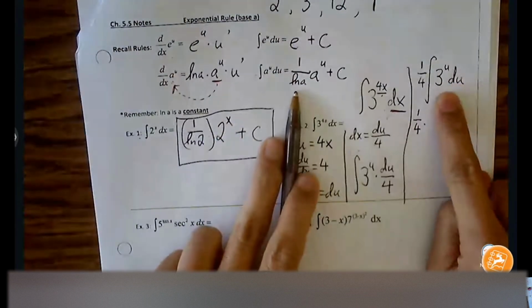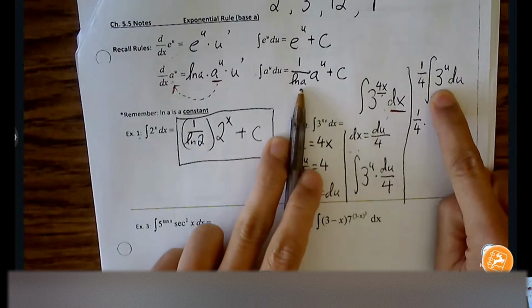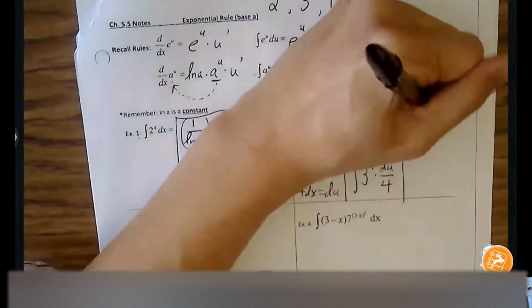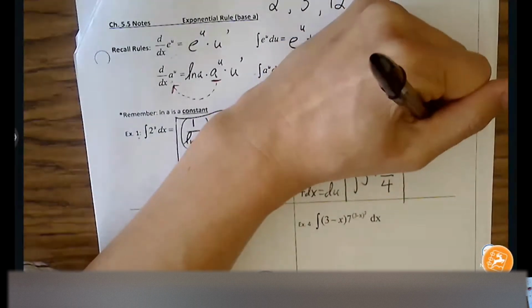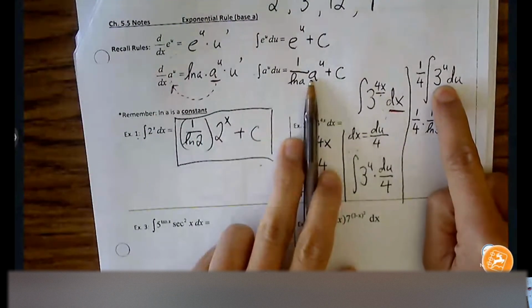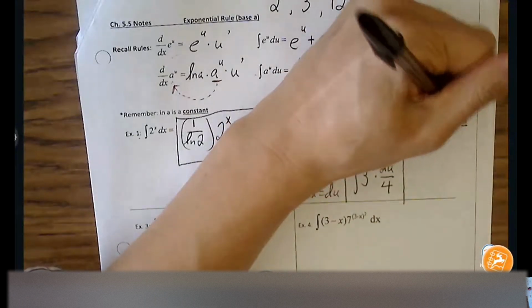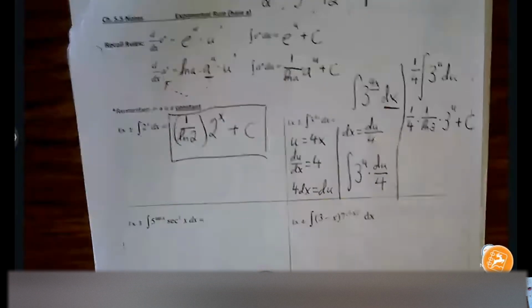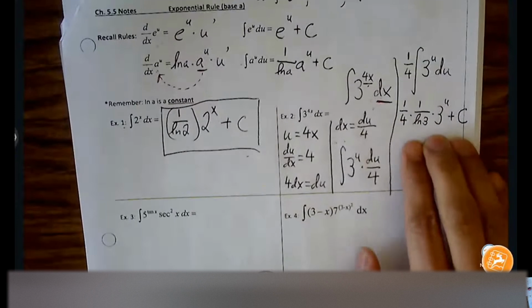So the rule first starts off as 1 over natural log of a. My a value is 3. So 1 over natural log of 3. And then the rest of it, the original problem, 3. My a is 3, so 3 to the u plus c. Okay, we basically have our answer.